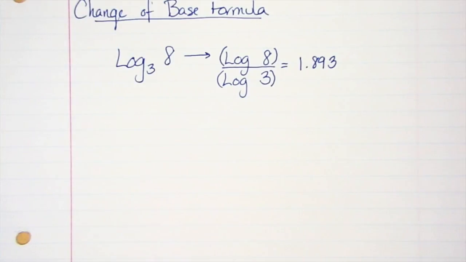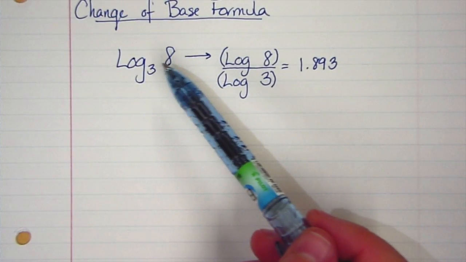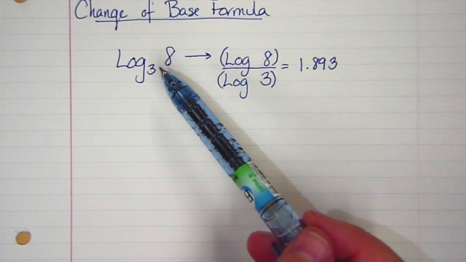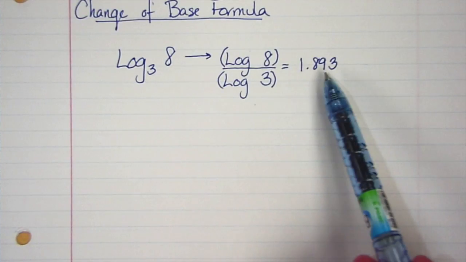But that's the idea, is that once you get your log down to one thing by using the product property, the quotient property, or the power property, once everything's inside, we can then use the change of base formula to solve.